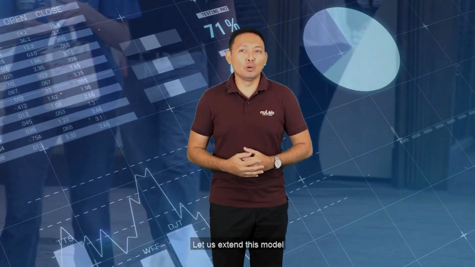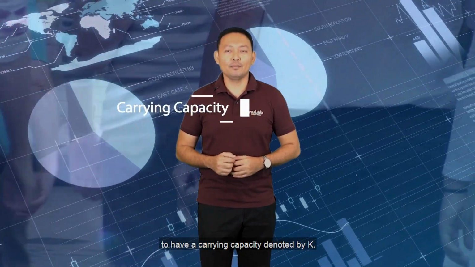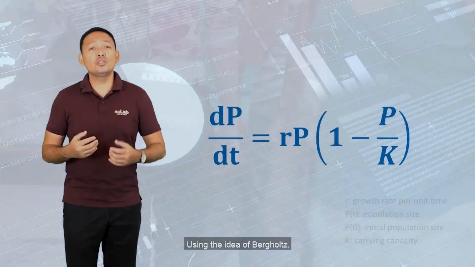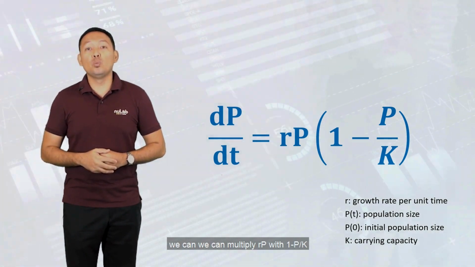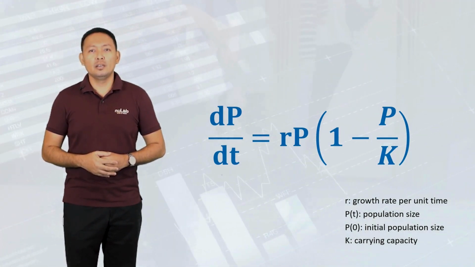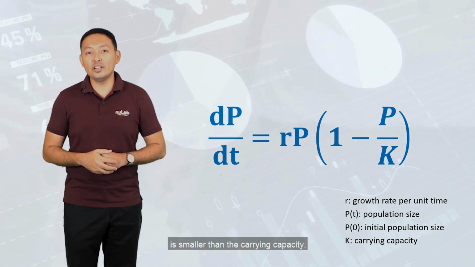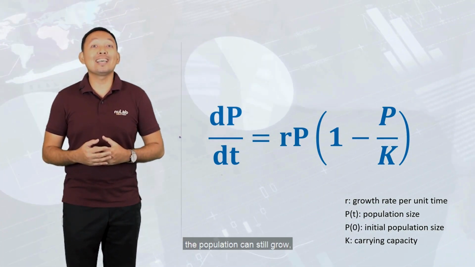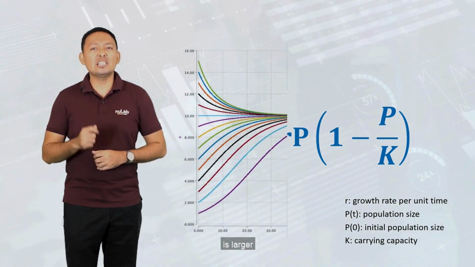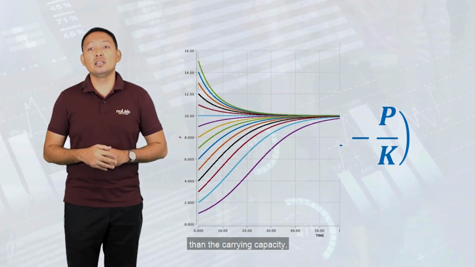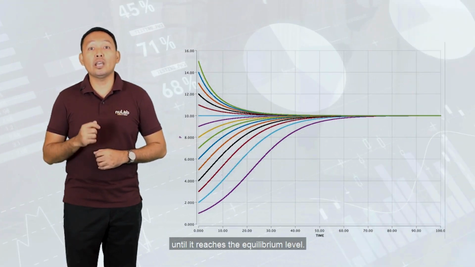Let us extend this model to have a carrying capacity, denoted by K. Using the idea of Verhulst, we can multiply rP with 1 minus P over K. This is because if the population size is smaller than the carrying capacity, the population can still grow. But if the population size is larger than the carrying capacity, then there will be a decline until it reaches the equilibrium level.